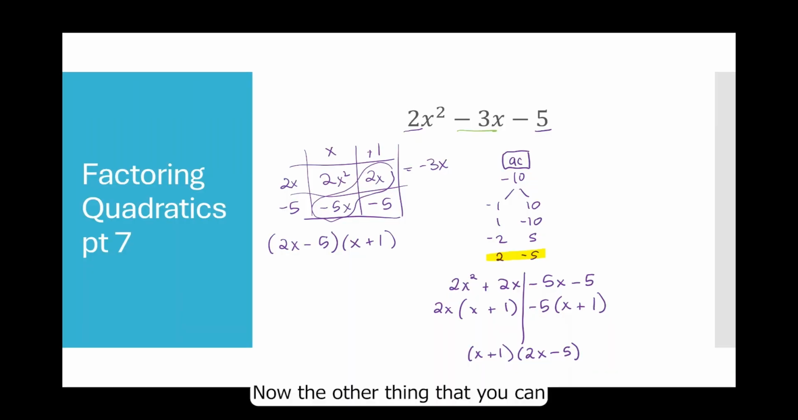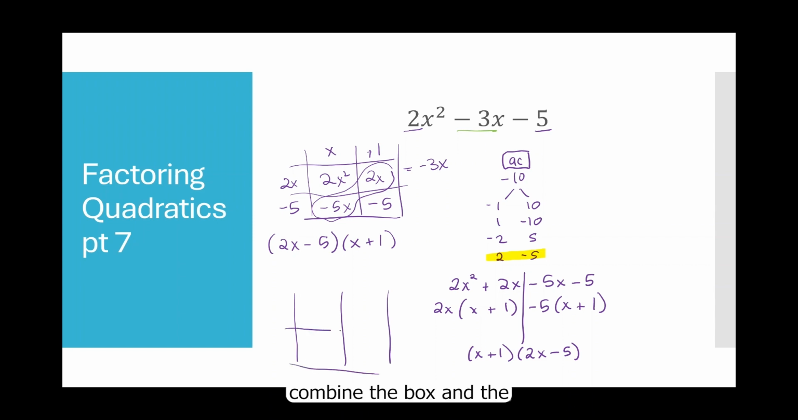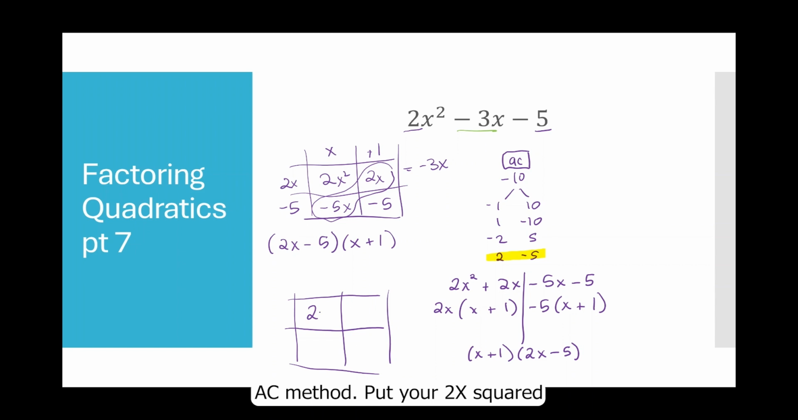Now, the other thing that you can do, if you like the box, but you don't like guess and checking for all that time, is you can combine the box and the AC method. Put your 2x squared and your negative 5 in. Go to your AC method, find your values, and put those into your box, on the inside of your box. So now I'm going to put 2x in. I'm going to put negative 5x in.